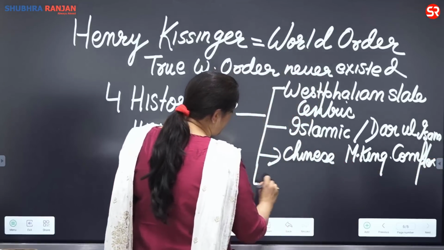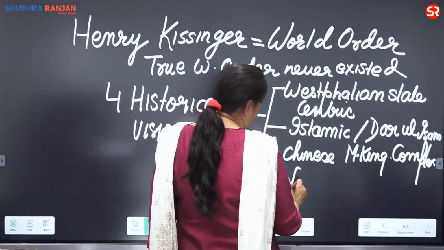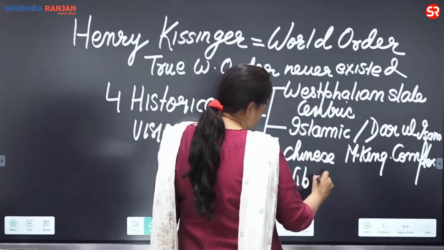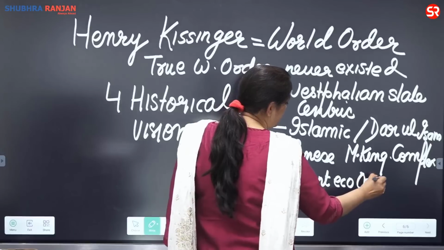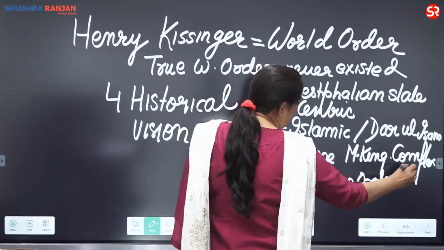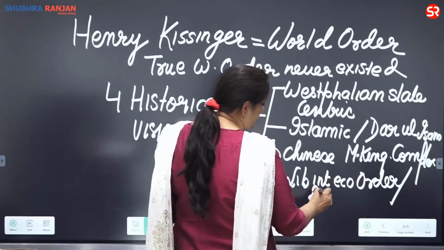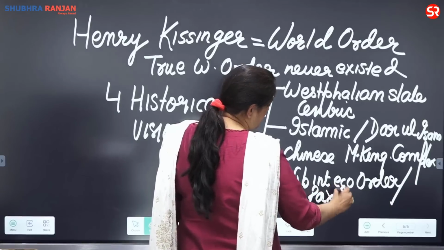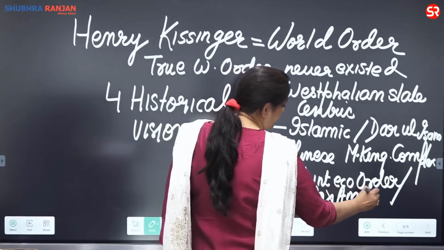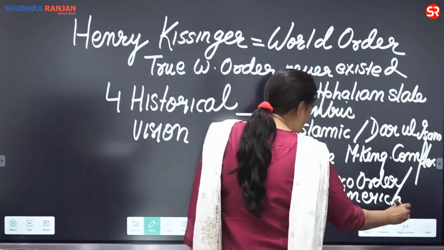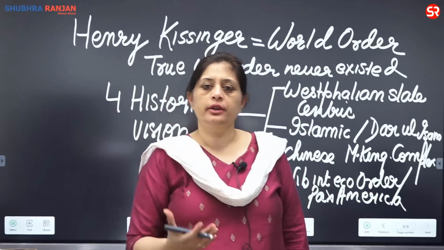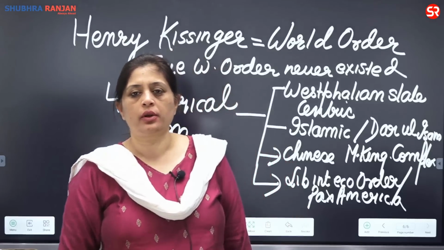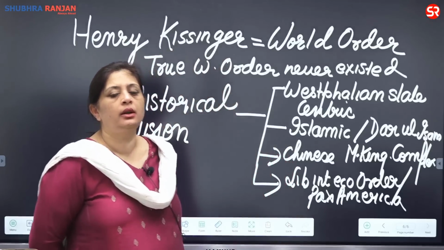And the liberal international economic order based on Pax Americana. So these shared visions have not been there. Different visions of world order have always been there.